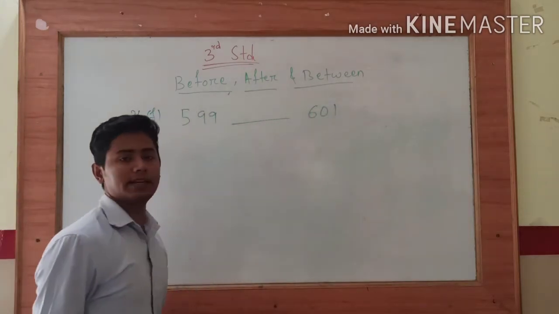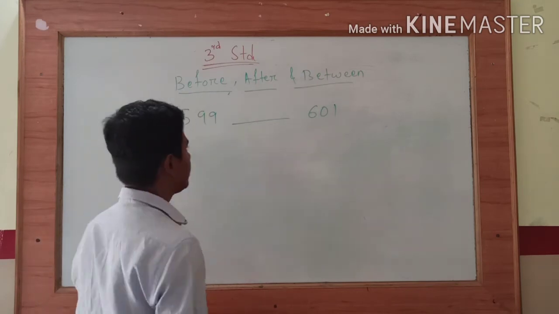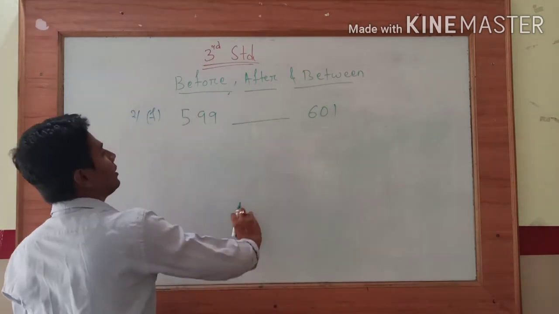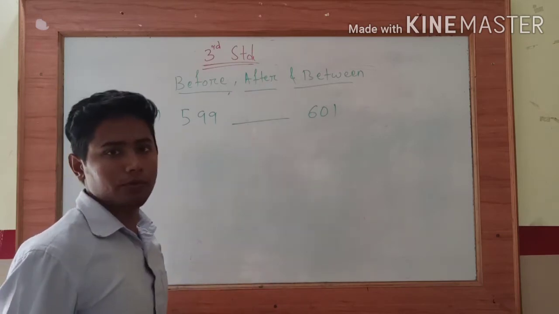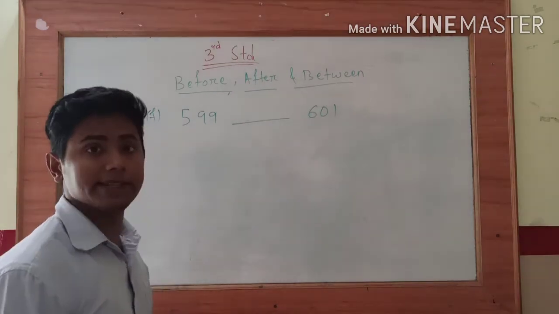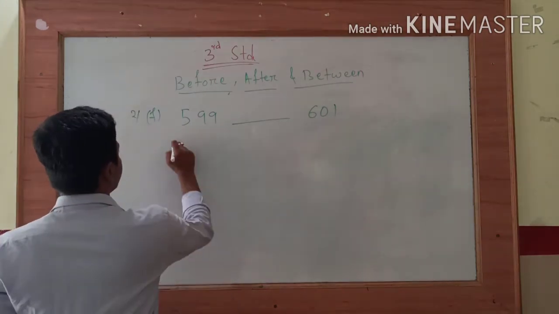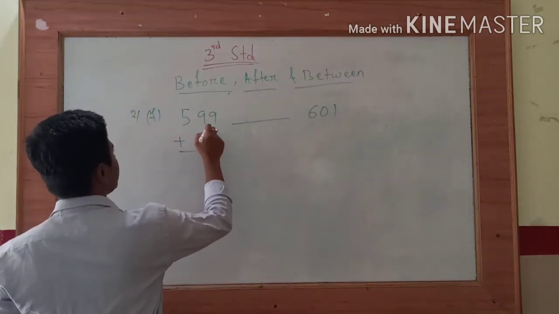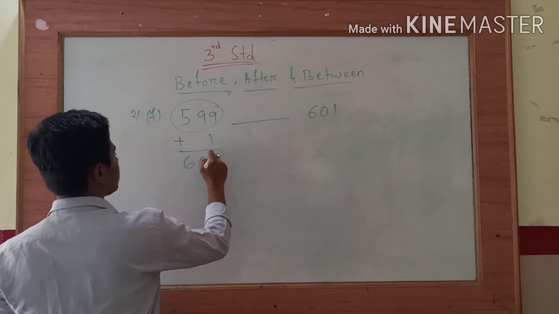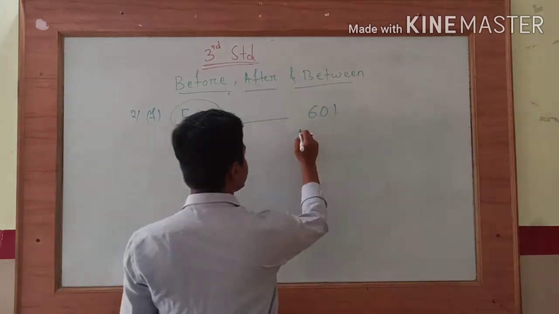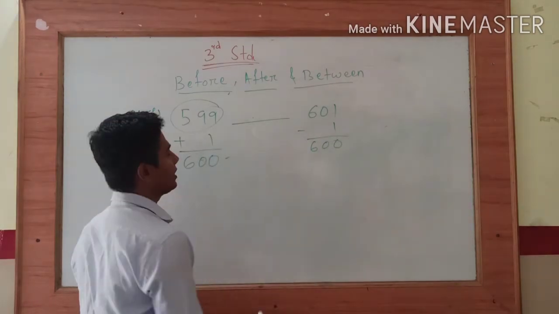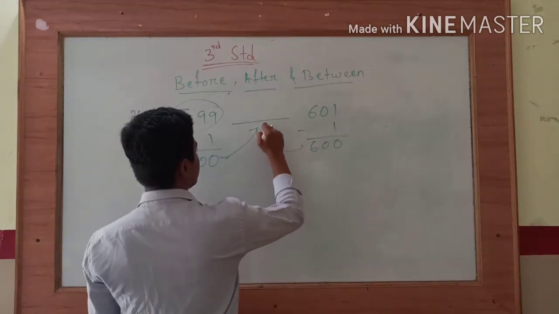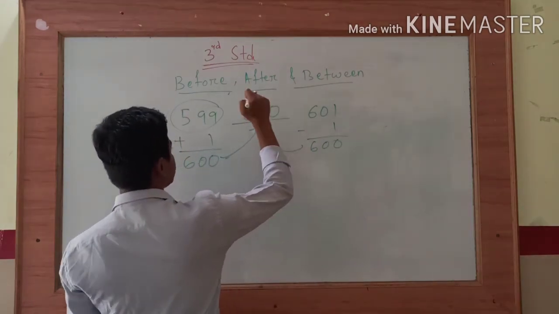So what is the question given? Find the between number. To find the between number, if you count the numbers, then you get the numbers. That is one way. If you don't find it in this way, then you can add 1 to the back number. Then you find the between number. Otherwise, subtract 1 from the next number. Then you find the between number, that is 600.